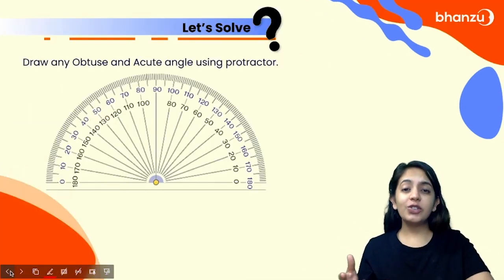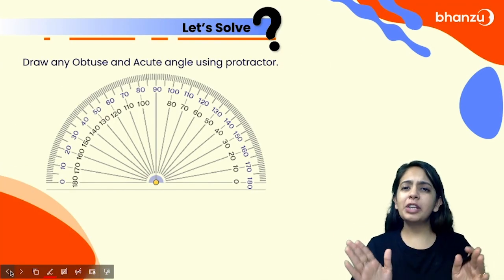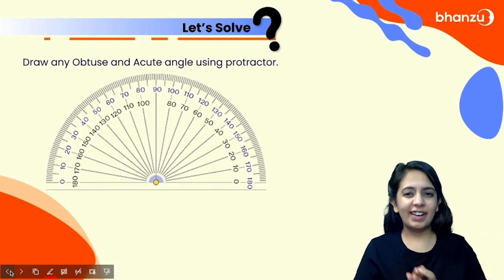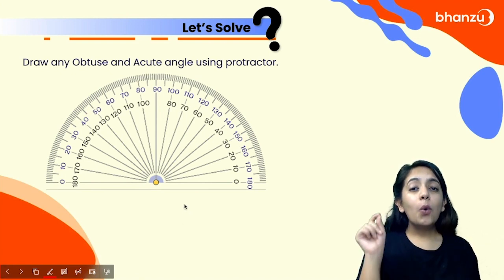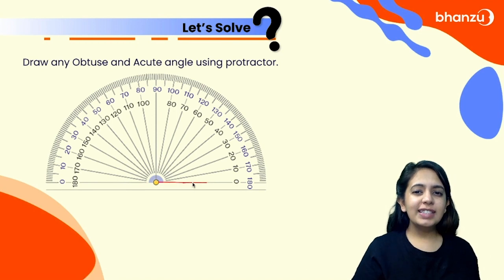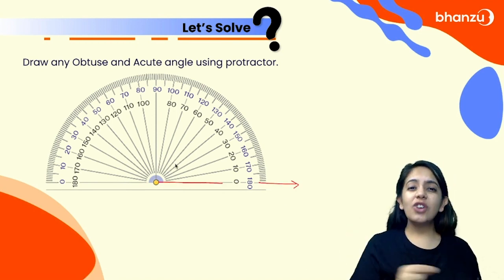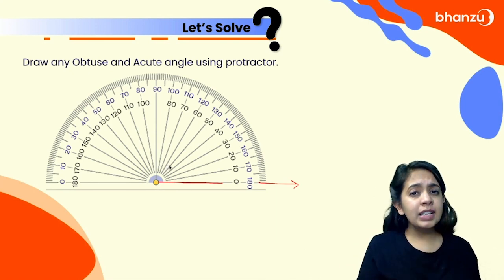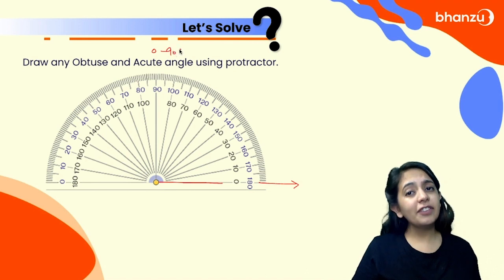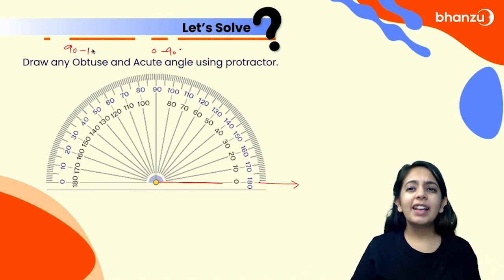Now here's a question for you to try. Draw any obtuse and acute angle with the help of protractor. You already know how to draw the angles using protractor. Draw one arm of the angle on the 0 degree and adjust the other arm of the angle according to the acute angle or obtuse angle. If it is acute angle, it has to be between 0 to 90 degrees. And if it is obtuse angle, it has to be between 90 degrees to 180 degrees.